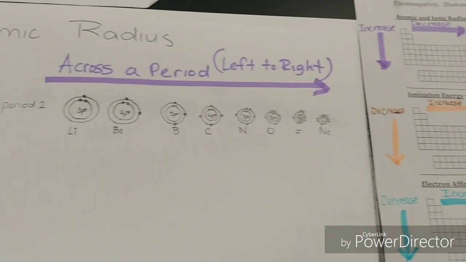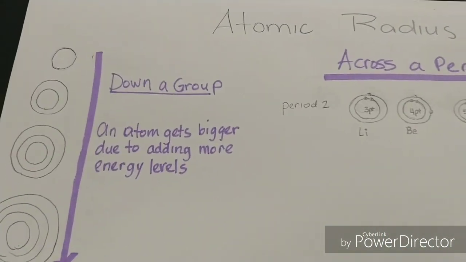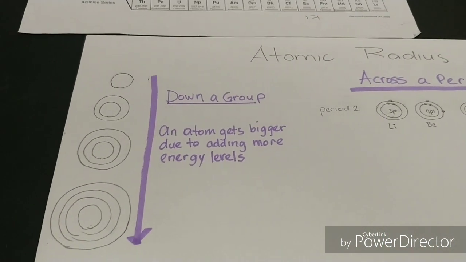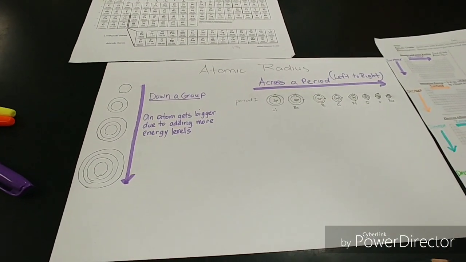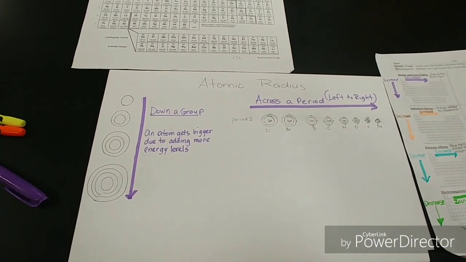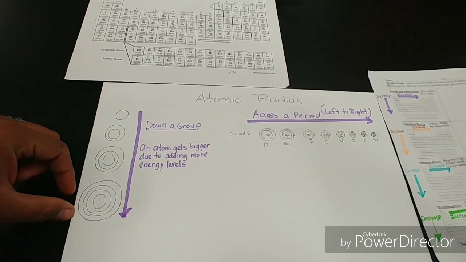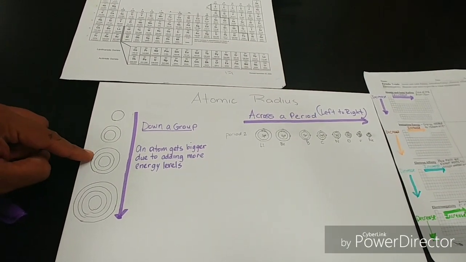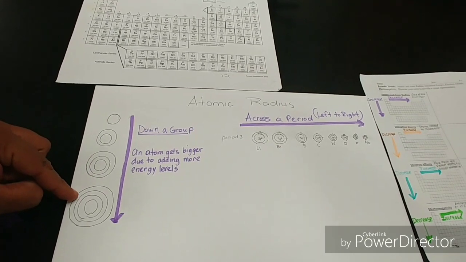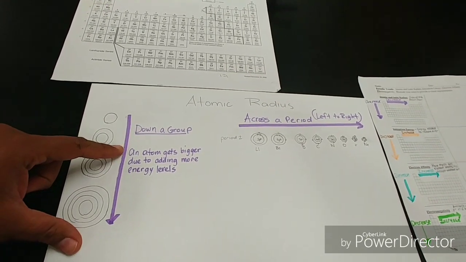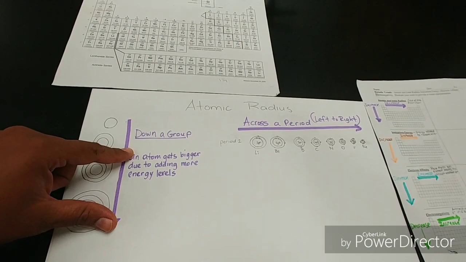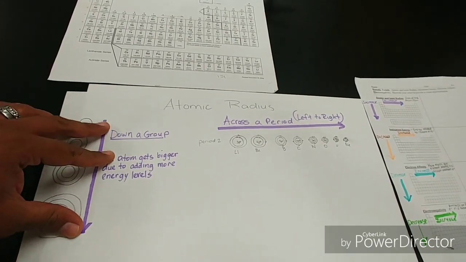For the explanation of radius and how it works, I want you to think about it as the size of the atom, and when it goes down the group, it's getting bigger because you're adding more energy levels. So you're adding more rings. That makes the atom bigger. That's a reason why it will increase or get bigger as it goes down a group.